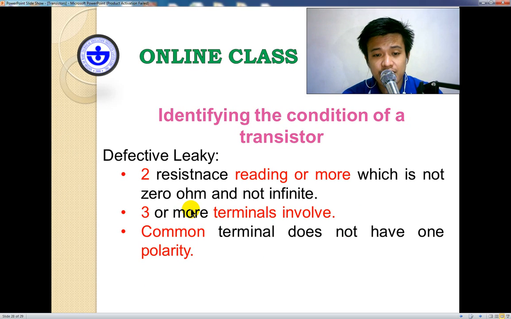Next, we have here defective under leaky. So if it is leaky, then these are the condition. Two resistance reading or more, which is not equal to 0. So there might be instances that there are only two readings, but then there's no common terminal, or three or more terminals involved. So it could be three or more terminals involved. But the problem is the common terminal does not have one polarity. So it means the polarity of the common terminal is positive and negative. So it means it's not only one. So it means it is defective under leaky.